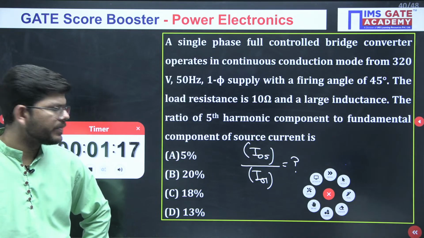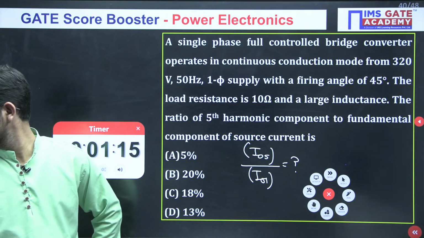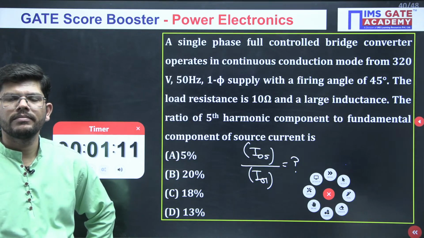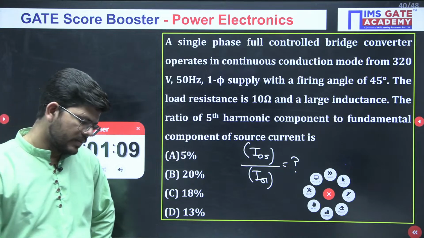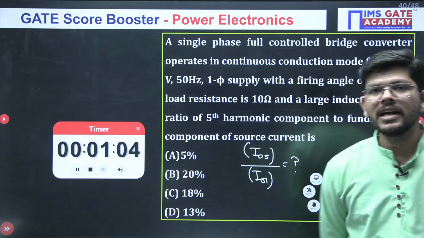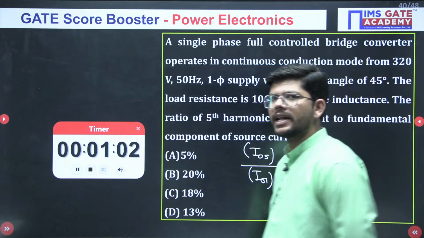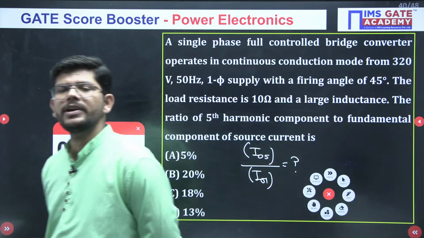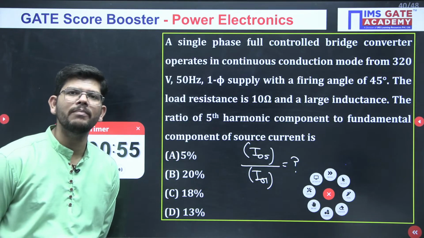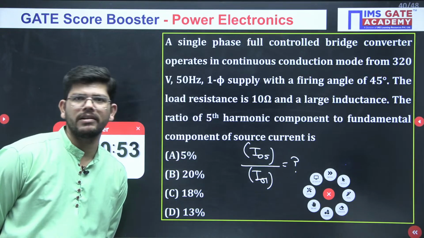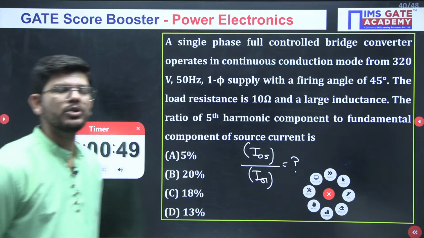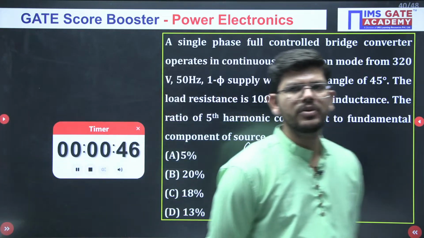Nilmesh is saying the answer is B. Yes Nilmesh, B is the correct answer. You are listening to me very carefully, aren't you? Because at one place during the inverter, I told you about the same. Whenever you have to find the ratio of any component with respect to the fundamental component, the answer will be 1 by n. Here, 1 by 5, that means 20%. So don't waste your time on such questions.